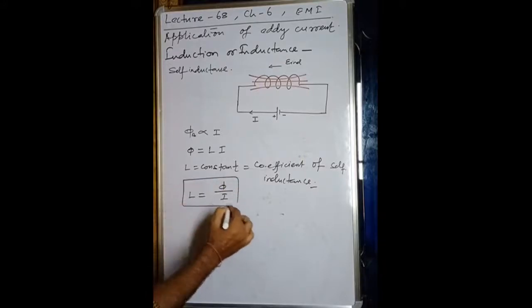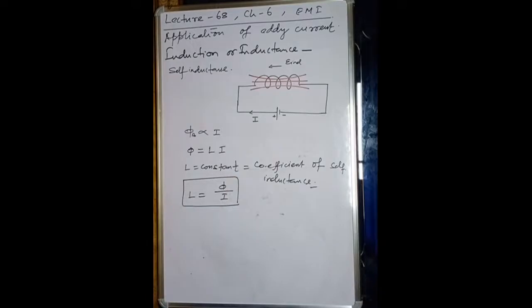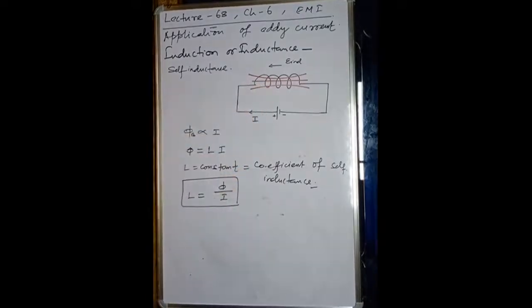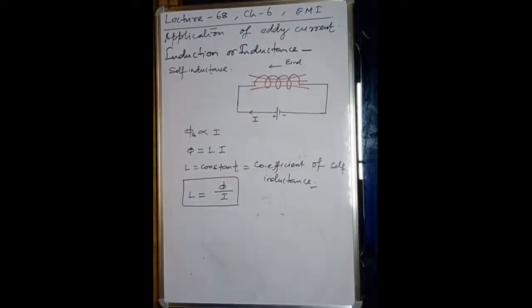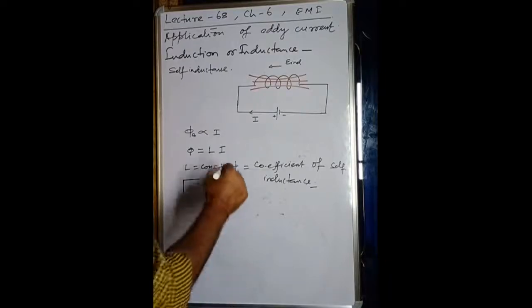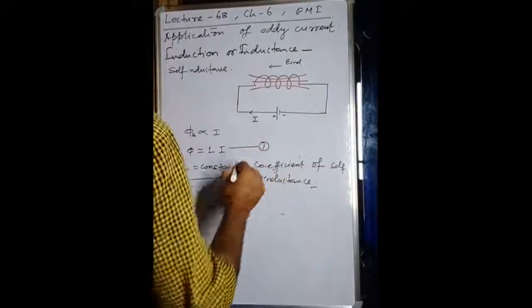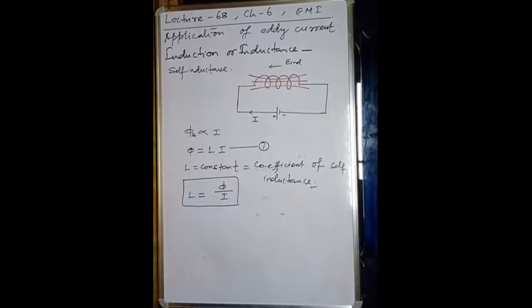It means to find the coefficient of that inductor, that is the coefficient of self-inductance, you need the flux linked with the coil and the current, which is changing. So you can find out the coefficient of self-inductance. My dear students, here you can find out the induced EMF also. I hope that you are able to see from this equation the induced EMF, that is the back EMF.